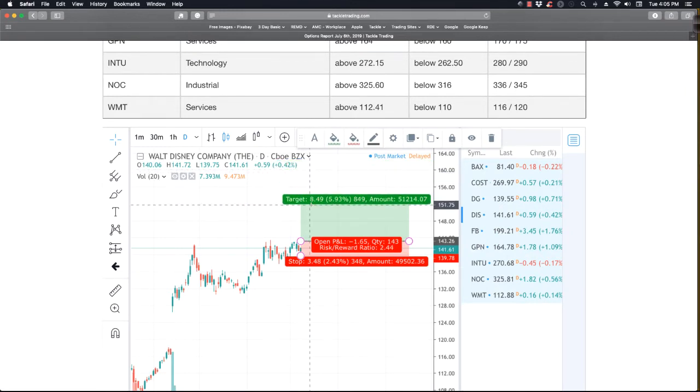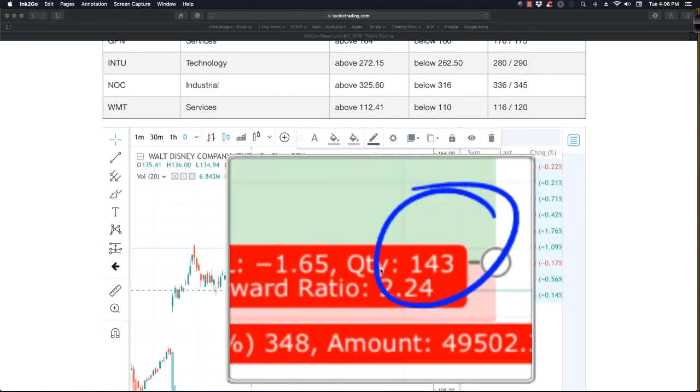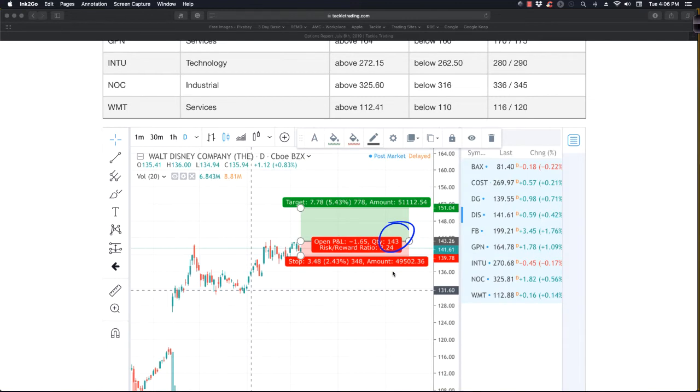Near-term swing trader's probably only going for like 150. So the swing trader's going for 150. They got a 1.65 to 1 reward to risk ratio. And based off of a $50,000 account, they can buy 143 shares. That says quantity 143. Okay. Well, if I'm a swing trader, no, that's a good, reasonable scenario.